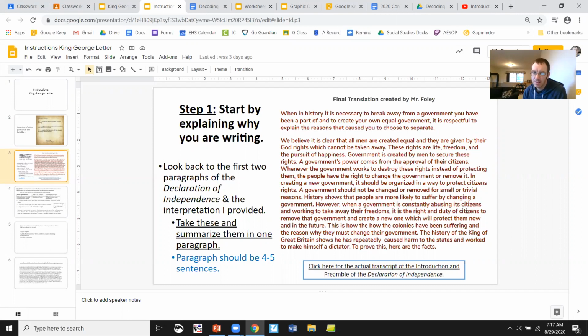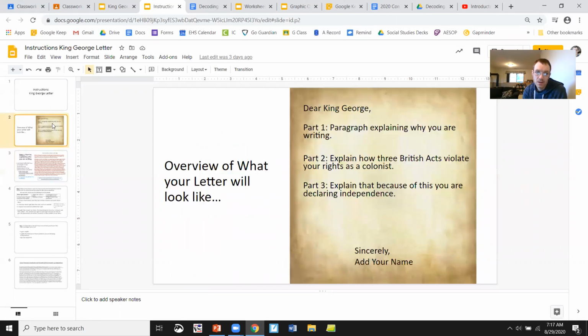If you need any help with that, let me know. But basically, run through it and say, okay, what are the main points here? And you're going to write that for your first paragraph to the king. Now, as you can see, the second part is explain how 3 British acts violate your rights as a colonist.